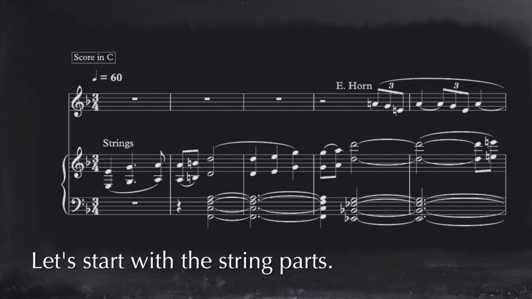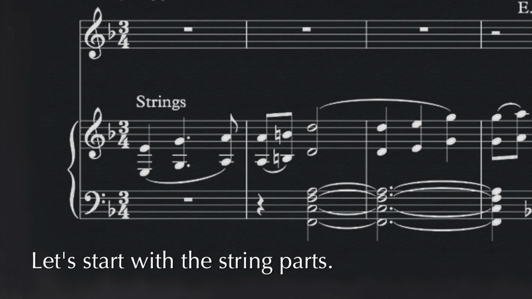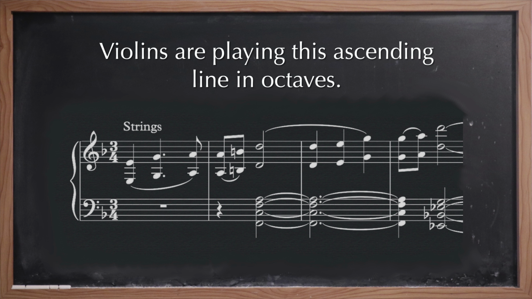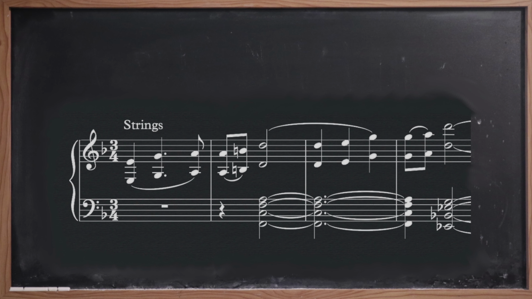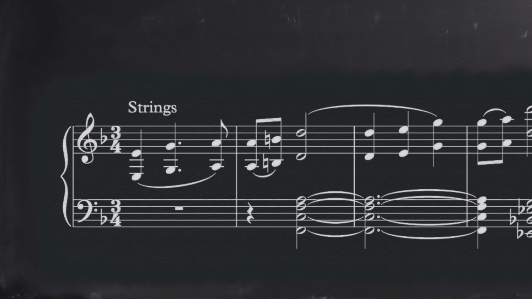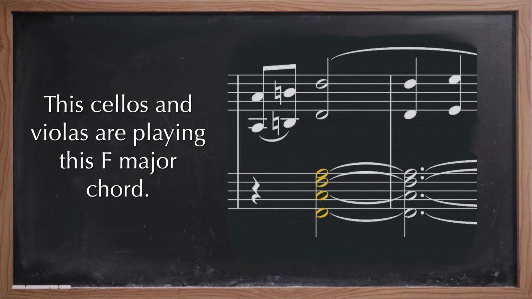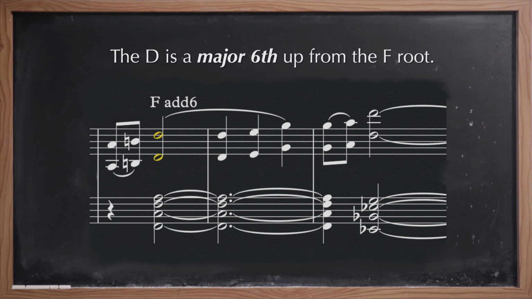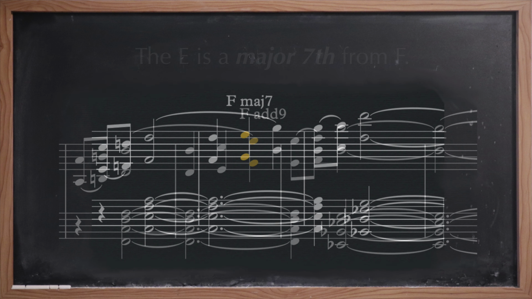Now, this passage begins with just the strings. We will first focus on just what is going on with the strings. The violins are playing this ascending melodic line, which is mostly made up of notes that are not in the F major chord. In the bottom we have an F major chord in the low strings, F, C, F, and A. The D in the violins would be the major 6th of the F chord, the E natural would be the major 7th, and the G would be the 9th.